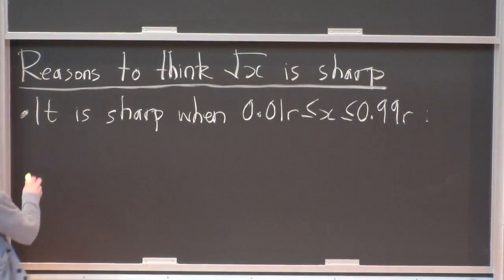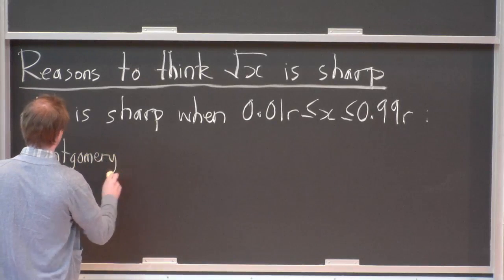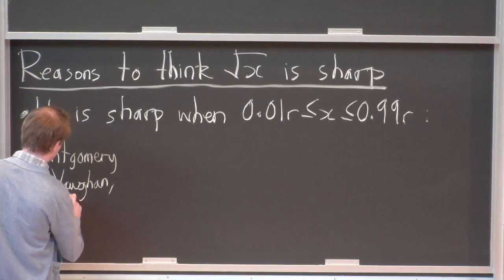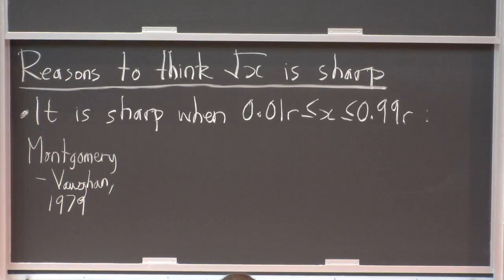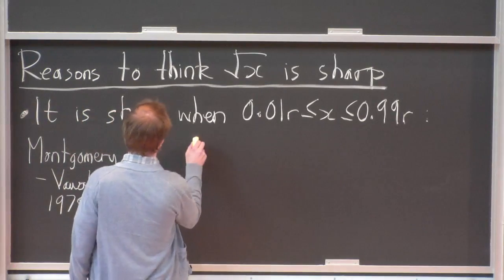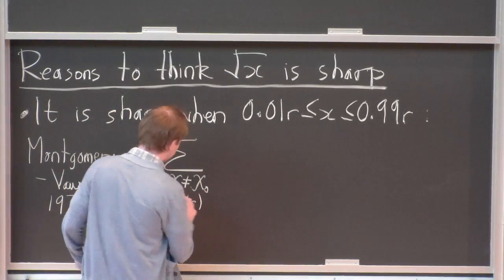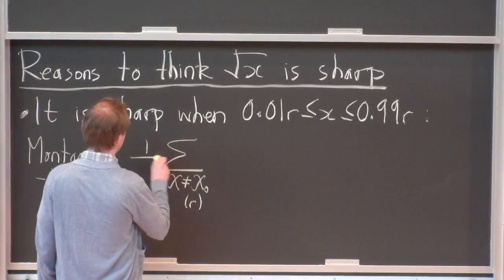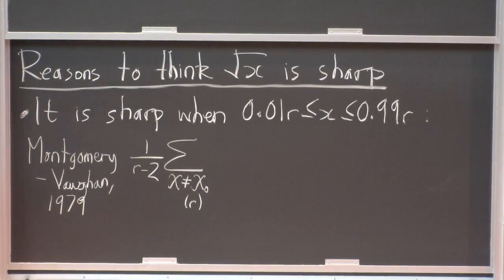Now, why is that? Well, there's a result of Montgomery and Vaughan, I think from 1979. Which says the following. Here I do have to exclude the principal character from the sum. So now there are r minus 2 things there, so for aesthetic reasons, I'll divide by r minus 2, but it doesn't make any difference.